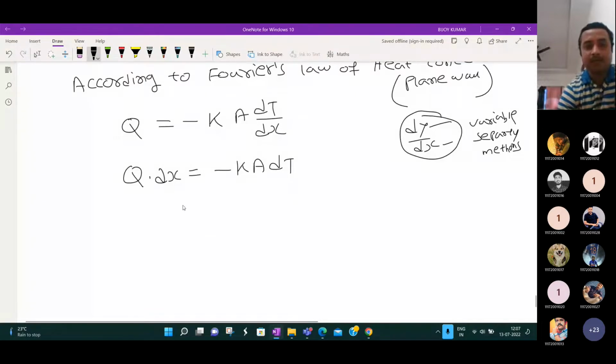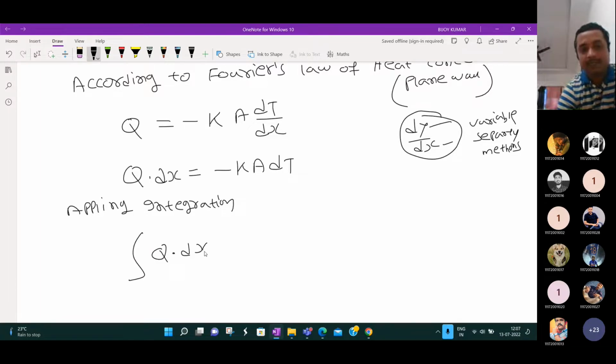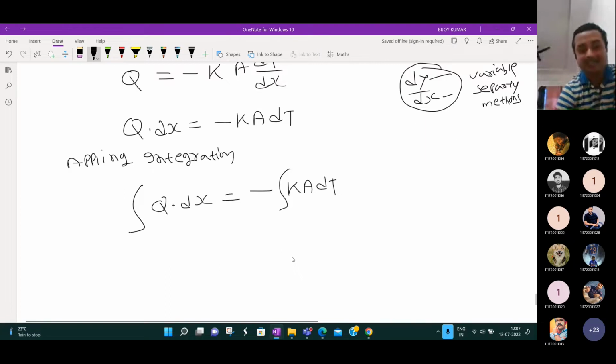So next what do we have to do? We have to apply integration. Applying integration, q into dx is equal to minus kA dT, integrated. In integration, we have to put the limits.